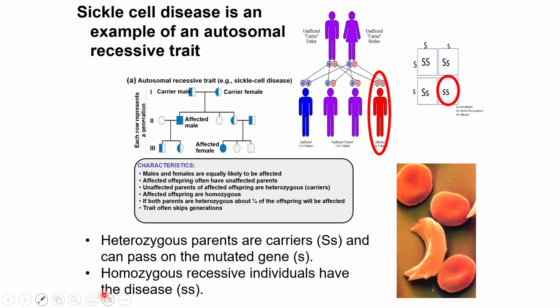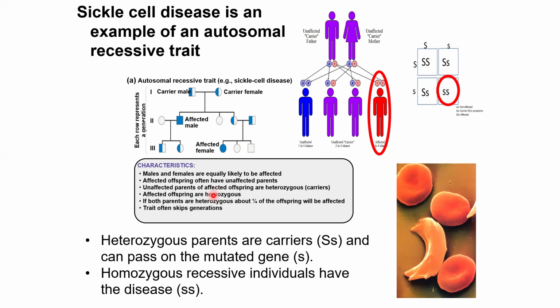Another striking example is sickle cell disease for autosomal recessive traits, where the heterozygous parents are carriers and can pass on the mutated gene, but then the homozygous recessive ones have the trait itself. Like these two carriers end up with an affected male, and then it depends on further generations if they get the trait or not. So if it's homozygous for them, they will actually have the trait itself or be a carrier to it.